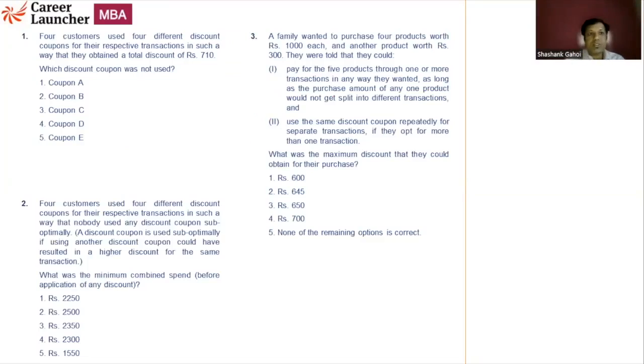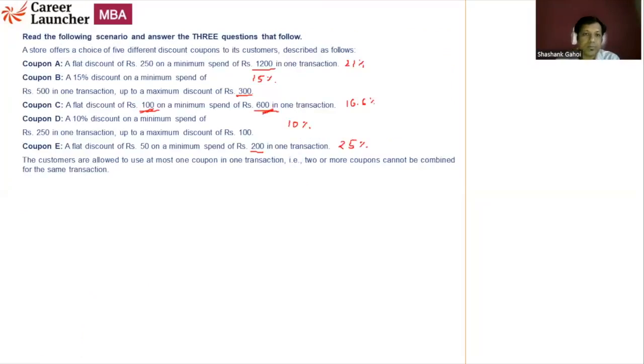Okay, so now let's see the questions. The 4 customers used 4 different discount coupons for their respective transactions in such a way to obtain a total discount of 710. Now, which discount coupon was not used? Now, here you are getting 250. Here you are getting 300. Here you are getting 100. Here you are getting 100. And here you are getting 50. So let's take this 250 plus 300. That's going to be 550. 550 plus, let's say 100.